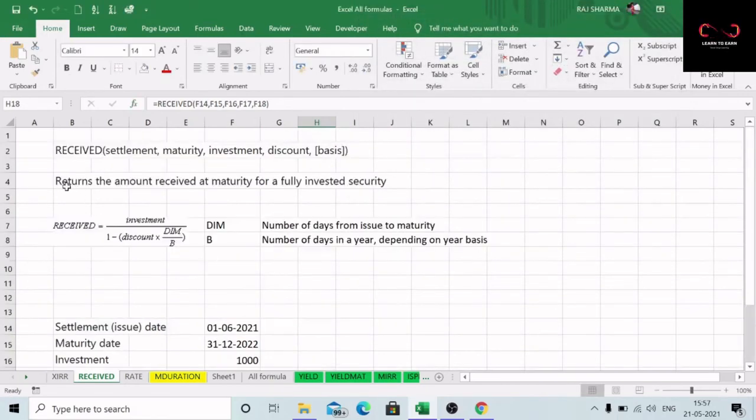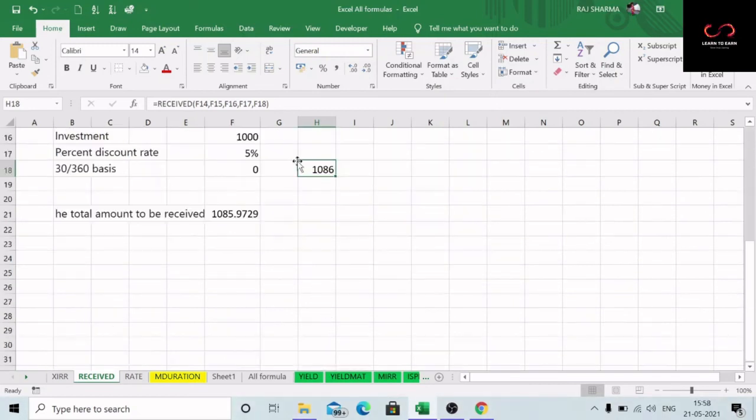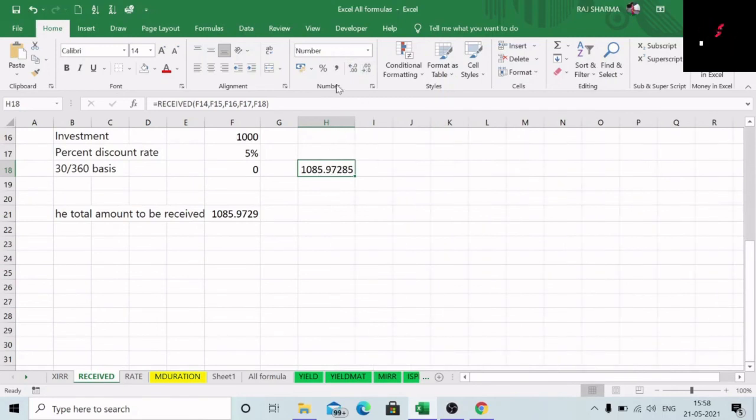So we are going to get 1086 on maturity. On this particular security we will get an amount of 1086. It is in round figure. When you increase the decimal places, you will find that the same value is here.